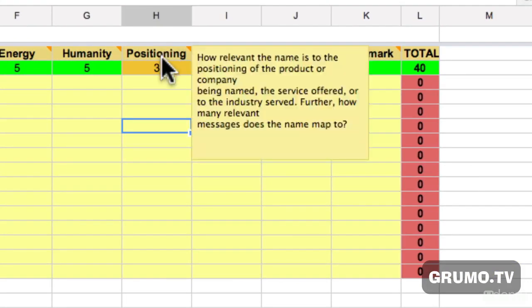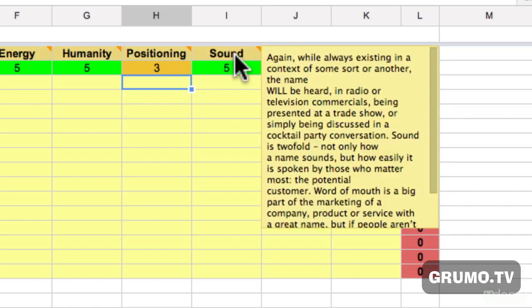And then positioning: how relevant the name is to the positioning of the product or company being named, the service offered, or the industry served. Further, how many relevant messages does the name map to? Sound, again, while always existing in a context, will be heard.